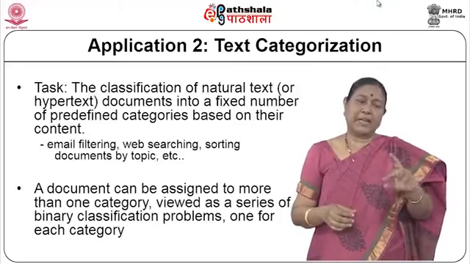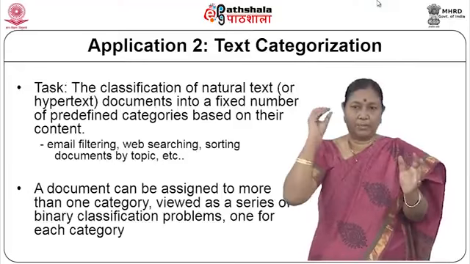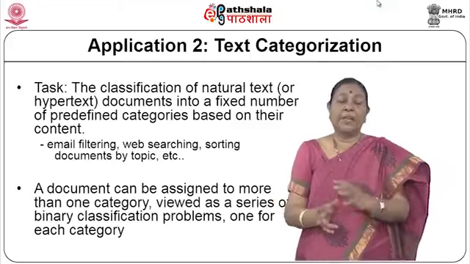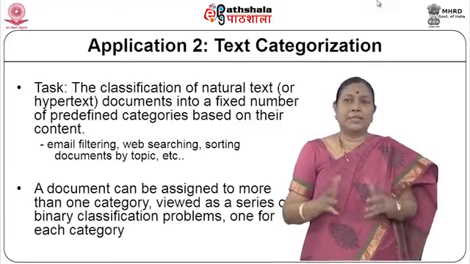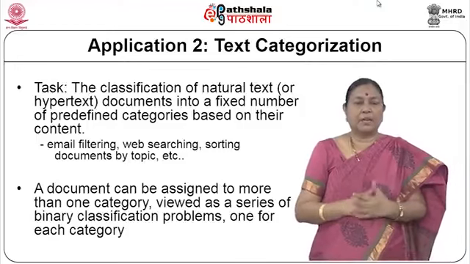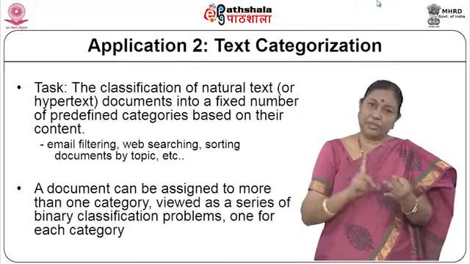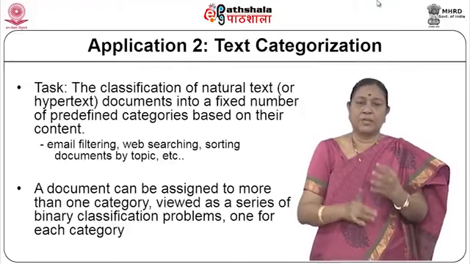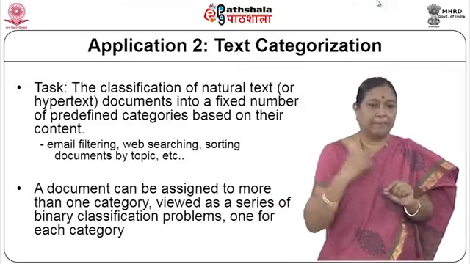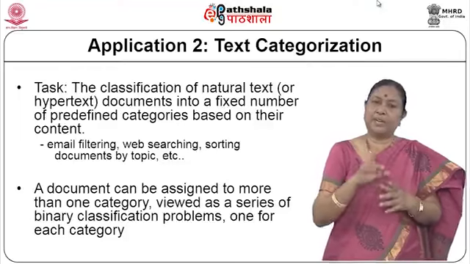Multiple class means I have more than one class, not binary, A, B, C, D. So, I need one data point to be given to either A, B, C or D. Here we are talking about, let us assume we have an article on Sachin Tendulkar starting a business. Then it can fall into two categories, sports as well as business. So, here we are talking about one data point being assigned to more than one category. This is viewed as a series of binary classification problems, one for each category.